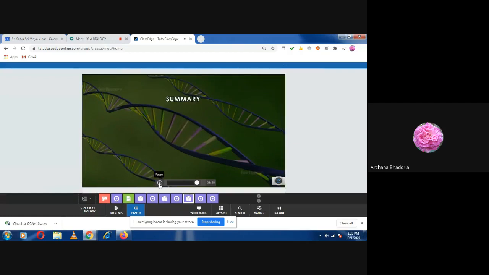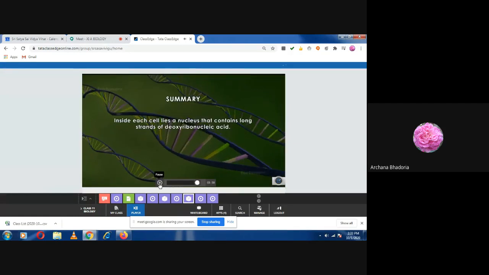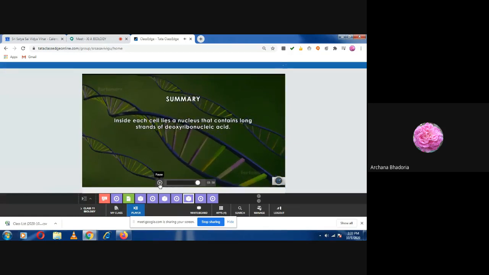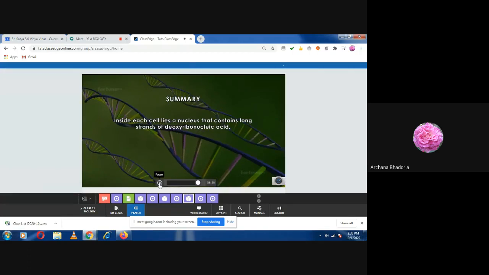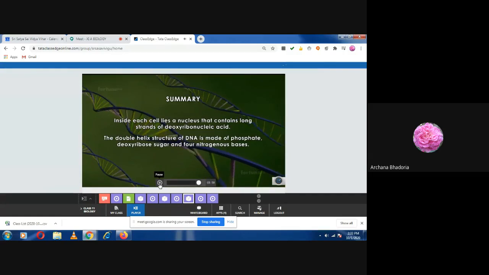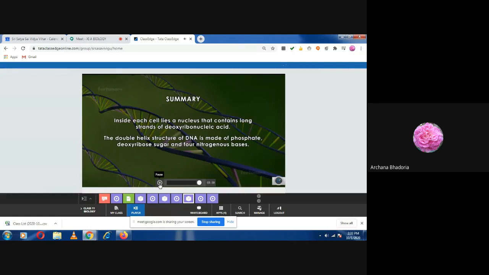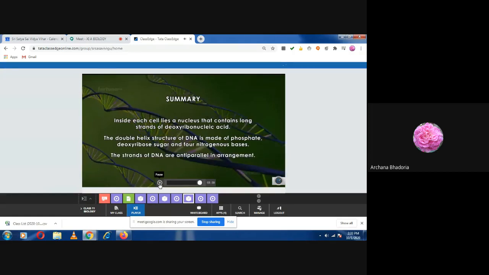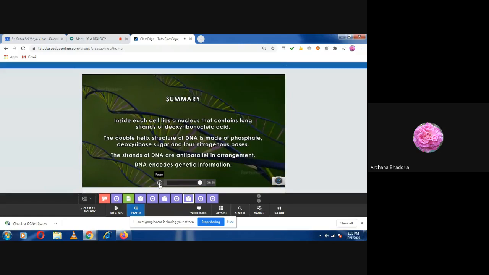Summary. Inside each cell lies a nucleus that contains long strands of deoxyribonucleic acid. The double helix structure of DNA is made of phosphate, deoxyribose sugar, and 4 nitrogenous bases. The strands of DNA are antiparallel in arrangement. DNA encodes genetic information.